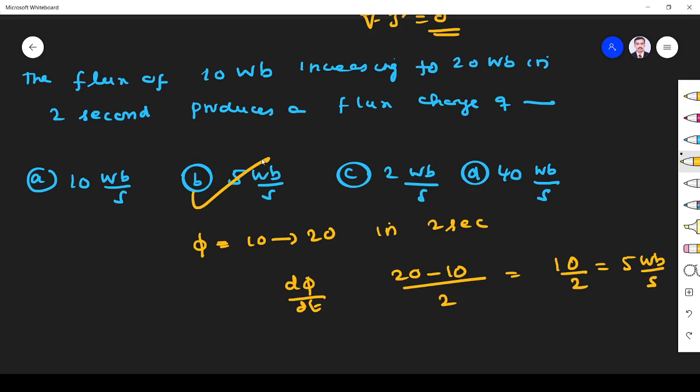So option B is the right answer, right? So d phi by dt is the rate of change of flux per second. In 2 seconds it is changing by 10, so in 1 second it is changing by 5.